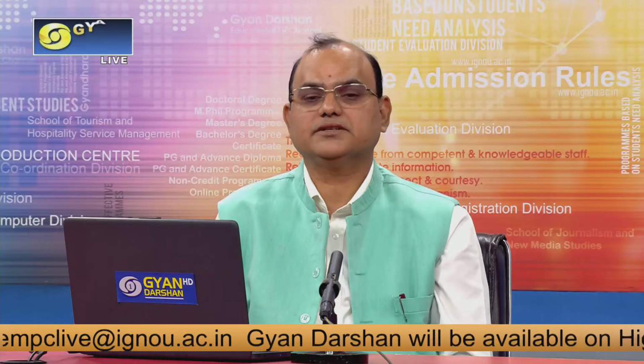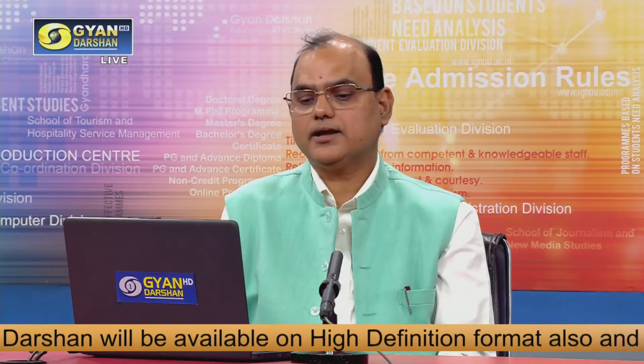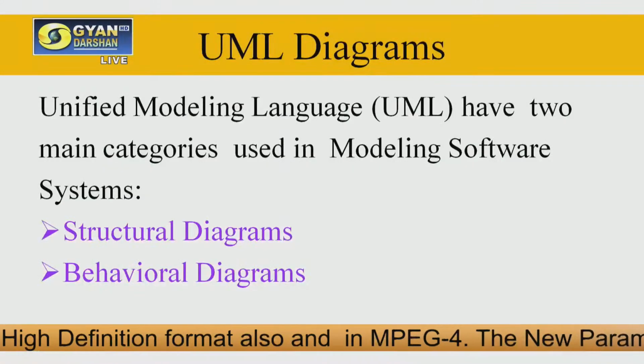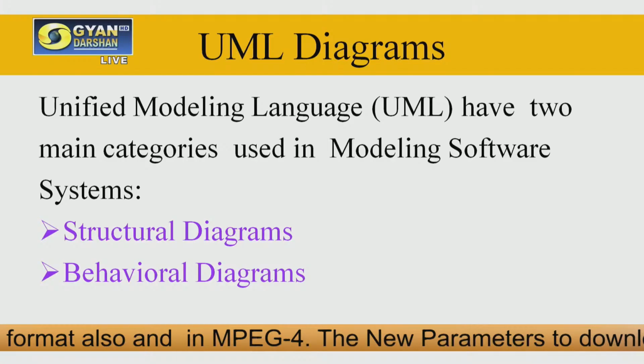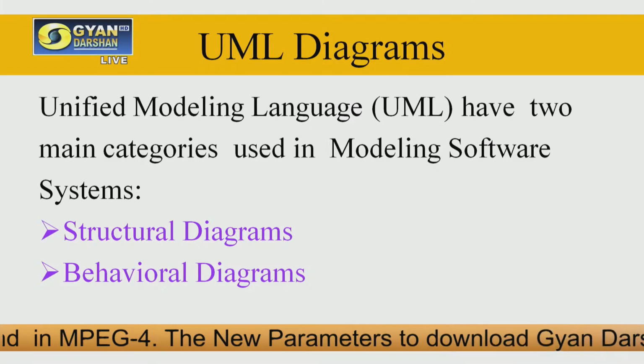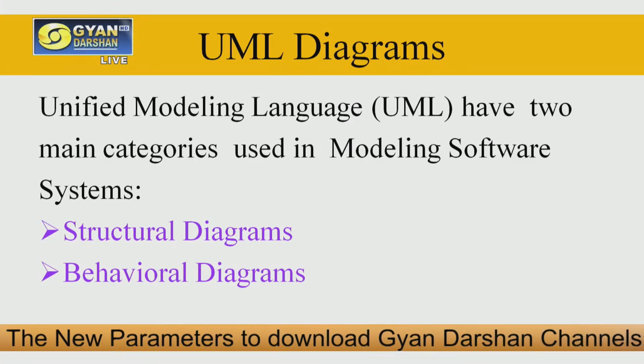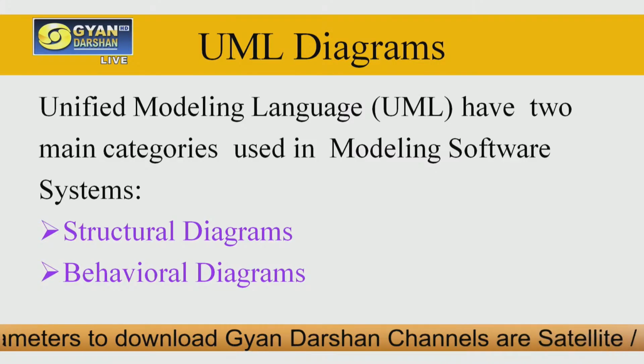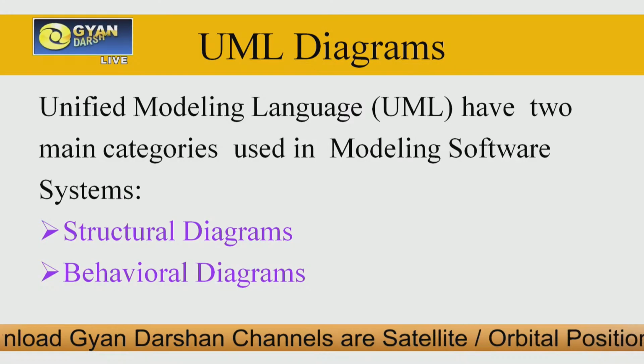contribute towards the final objective of the system for which we are going to develop it. So in this context, there are basically two categories of UML diagram. One is the structural diagram, another is the behavioral diagram. The structural diagram is related to the basic structure or static view of the system, and the behavioral diagrams are related to the dynamic nature or dynamic activities happening in the system.